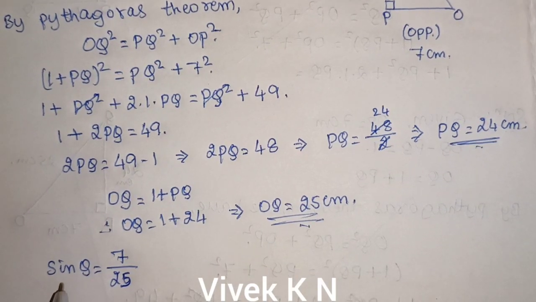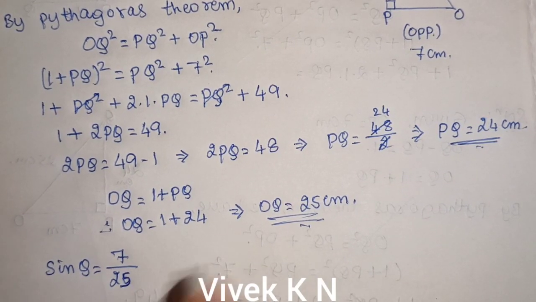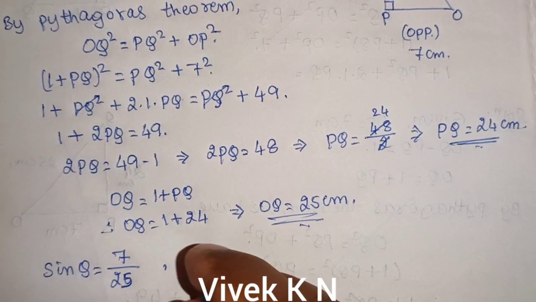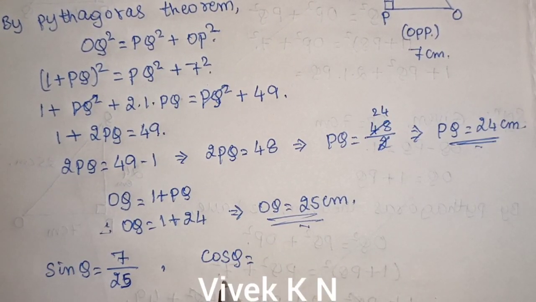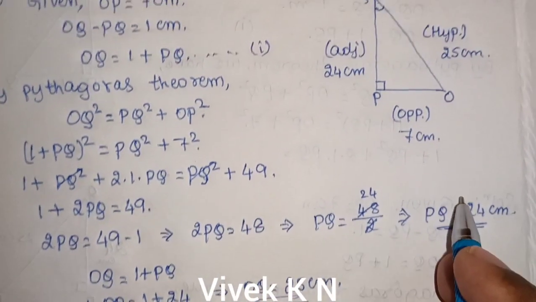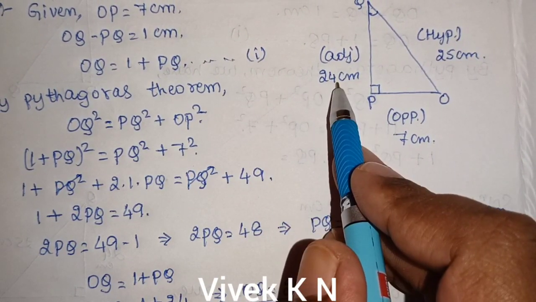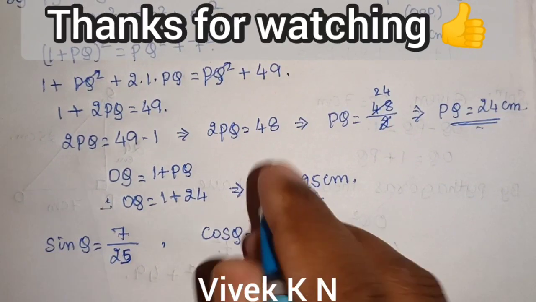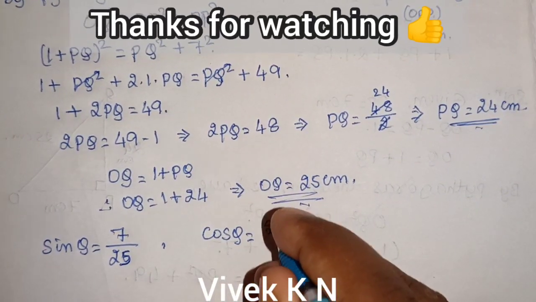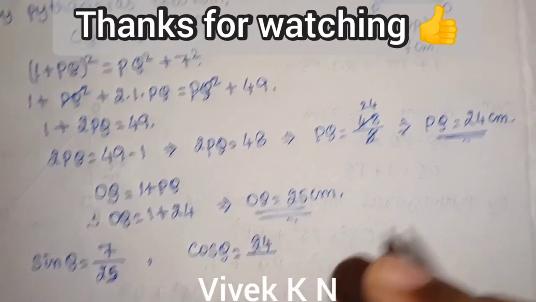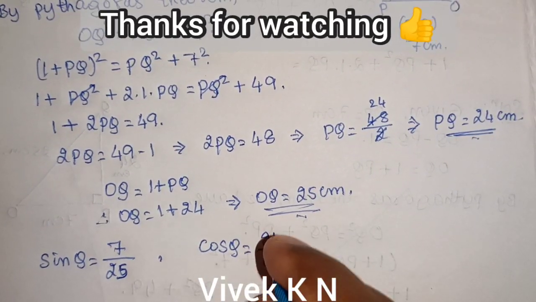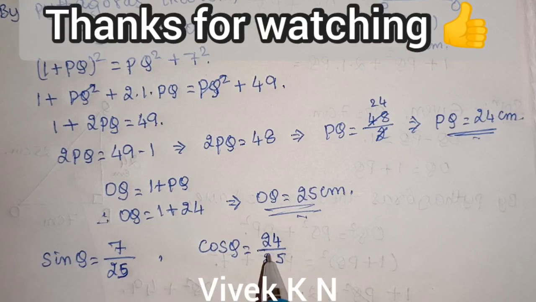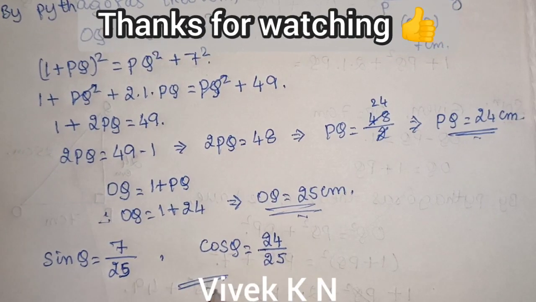That is, the value of sin Q is 7 by 25 and cos Q is equal to, the definition of cos Q is adjacent by hypotenuse. The adjacent value is 24. Hypotenuse value is 25. That is 24 by 25. This is the answer.